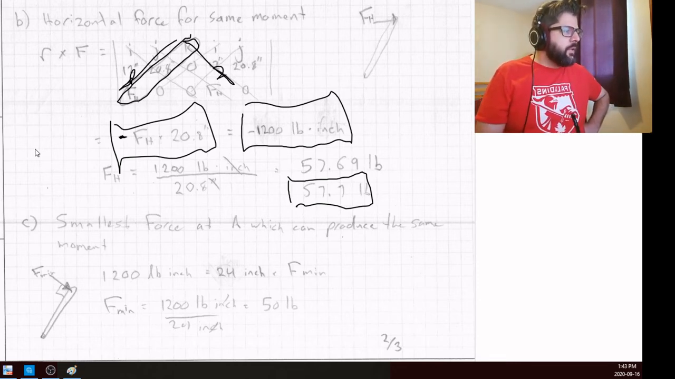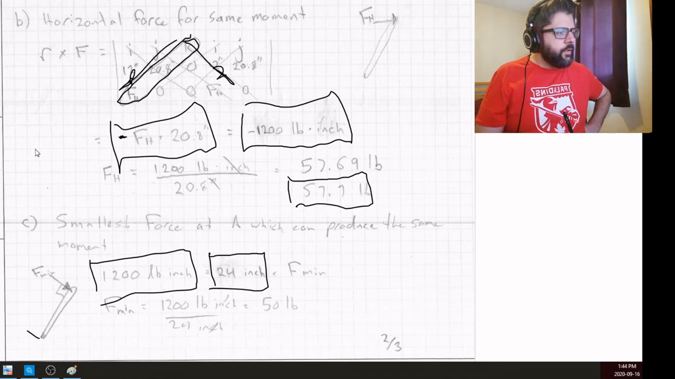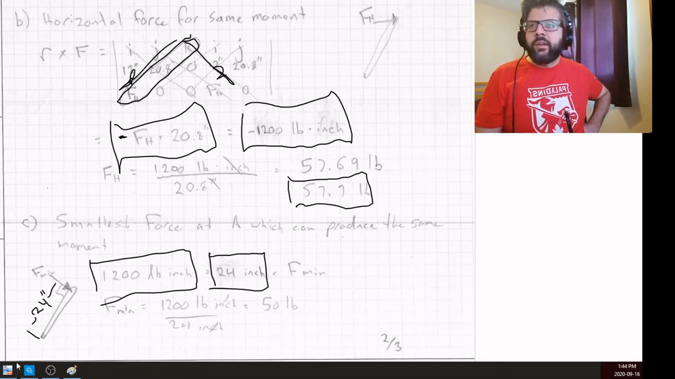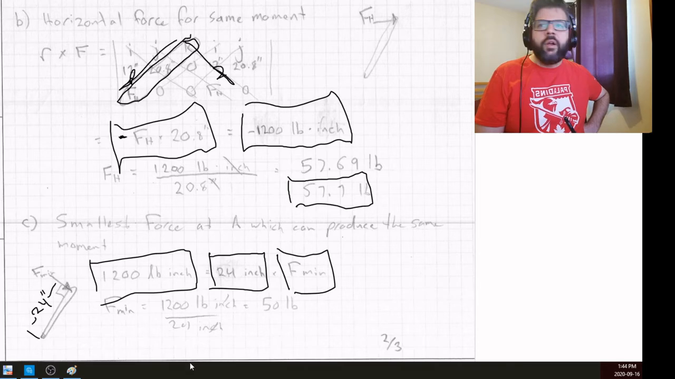We know the value we're trying to match for the moment, and we know from our graph that this distance here is 24 inches. And that'll give us the magnitude of our F min.